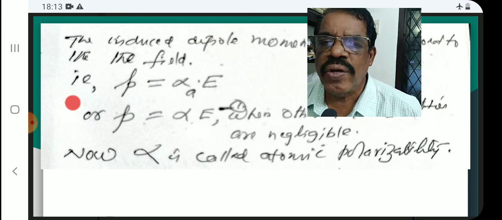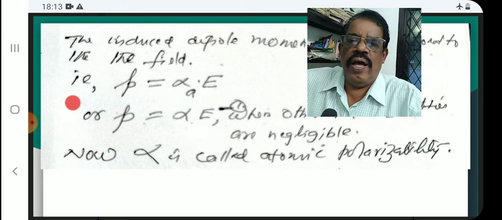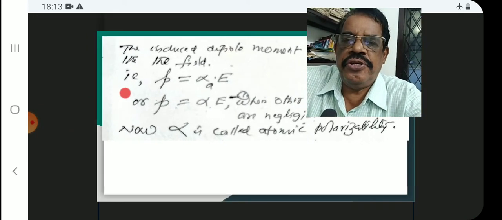Now alpha is called atomic polarizability. Alpha A or alpha here is called atomic polarizability.